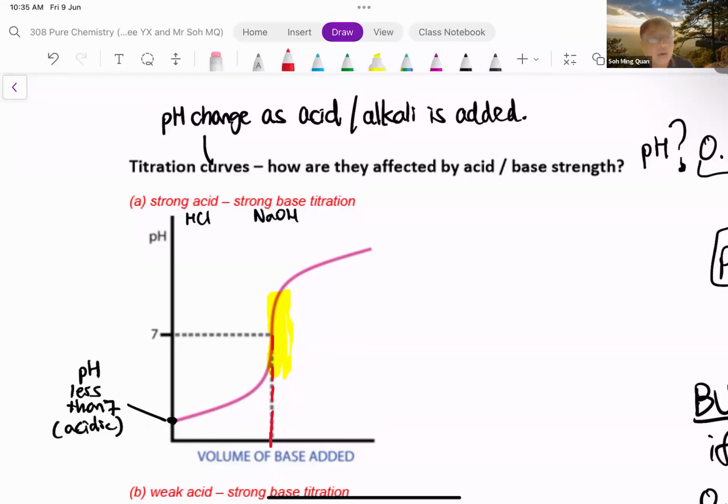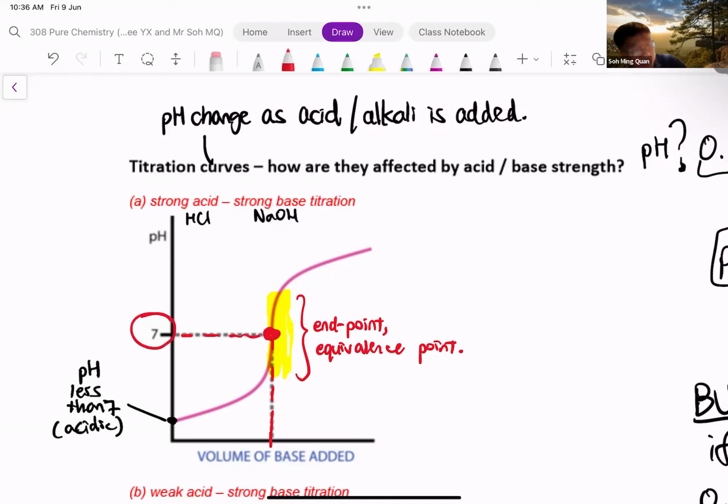Okay. Now, what is the pH at this point? Now, this is called the end point. Another word is also called the equivalence point. Generally, we will take the midpoint of this segment. The midpoint of this segment tells you the pH at the end point. So if I use a strong acid, strong base titration, the pH at the end point is 7. Okay? The pH at the end point is 7.